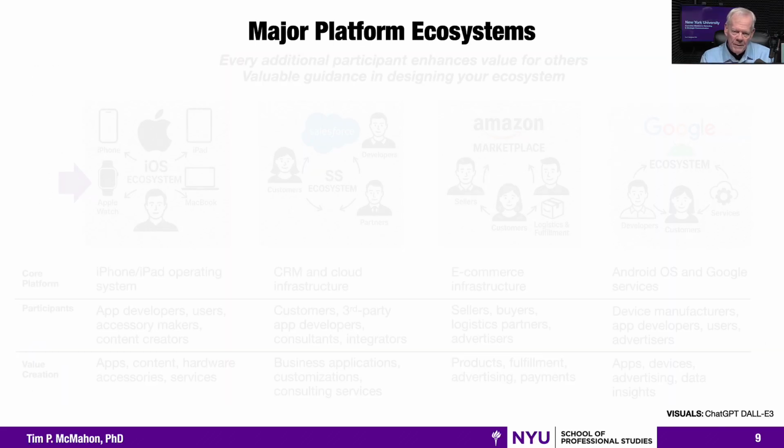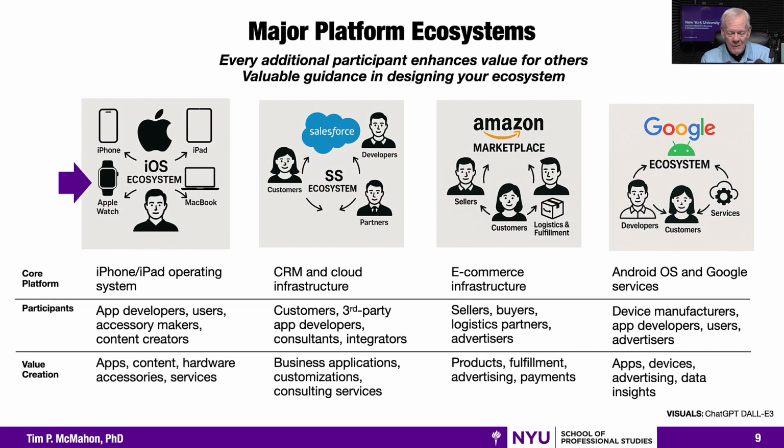So when we think about major platform ecosystems, the first one that might come to mind is something like Apple and their iOS system. It includes the iPhone, the iPad, the Apple Watch, the MacBook, and all those sorts. Those are the core platform elements. They all are interoperable, right? You have the cloud, the Apple cloud, that you can actually jump back and forth and get data from. In this particular ecosystem, there are always three things: a core platform, participants, and value creation.